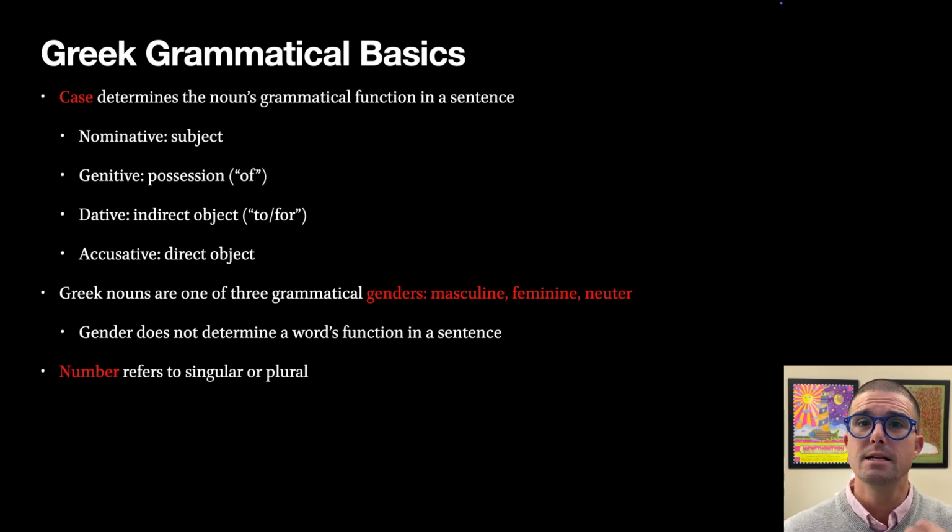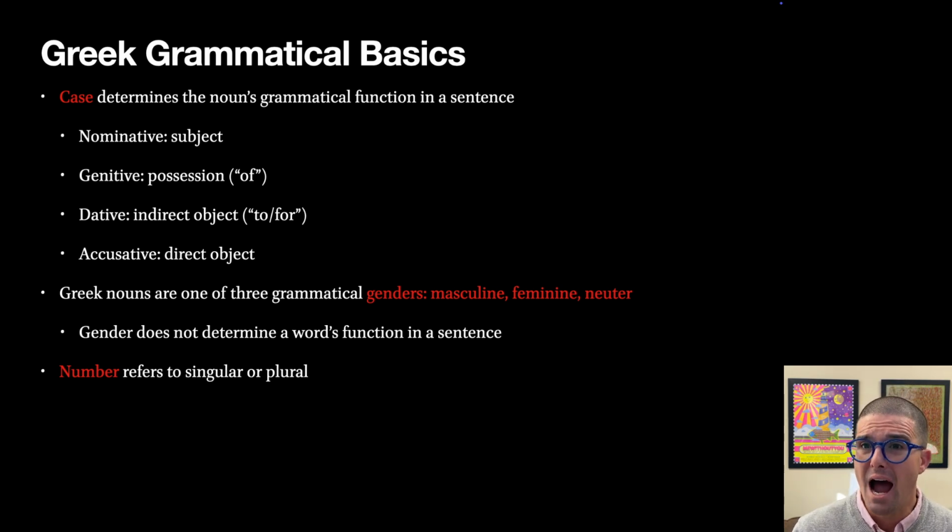And finally, number refers to singular or plural. So a Greek noun will change, just like a Greek verb does, depending on whether there is one entity doing the thing or one entity involved in the noun, or whether it's multiple. So teacher versus teachers. The word will slightly change based on whether it's in the singular or the plural. So when we are parsing nouns or we're identifying the information about nouns, these are the three things we are looking for: case, gender, and number.